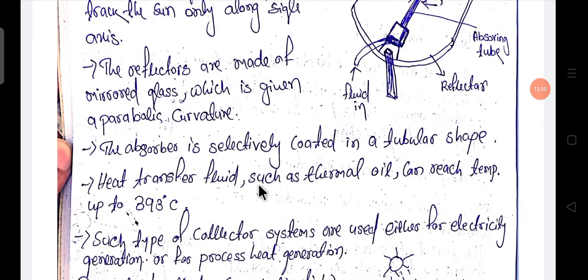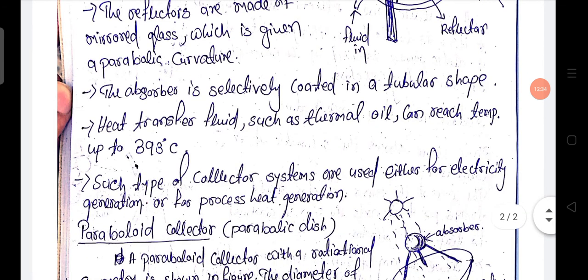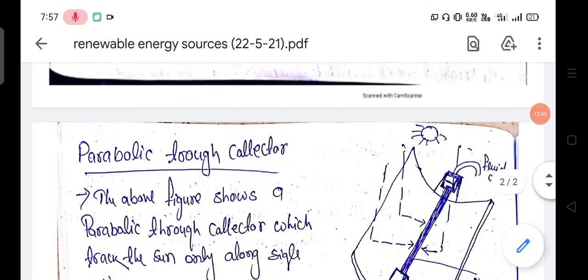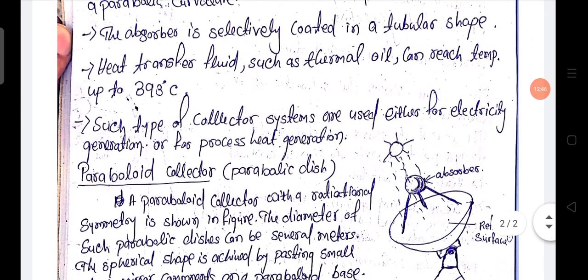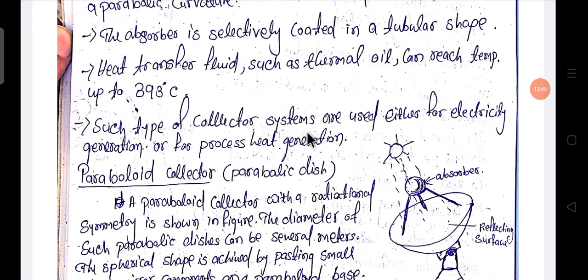Heat transfer fluid such as thermal oil can reach temperatures up to 393 degrees Celsius. Such a high temperature, the fluid can reach. Such types of collector systems are used either for electricity generation or for process heat generation. That means this parabolic trough collector can be used for electricity generation or for process heat generation.